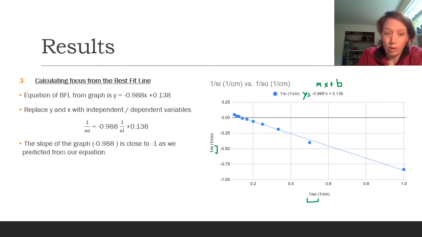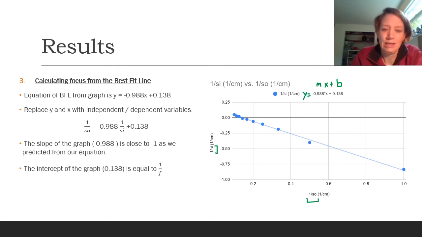And if you'll remember, that m value, the slope of this graph, we predicted would be -1 based on the equation on the last slide. And it turns out it is. It's negative 0.988. That's really darn close to -1. Probably just a little bit of experimental error is causing it not to be exactly 1. So that's a good kind of confirmation that we made a nice linear graph according to the equation we were expecting. And that intercept value, that 0.138, that's the thing we've been after this entire time.